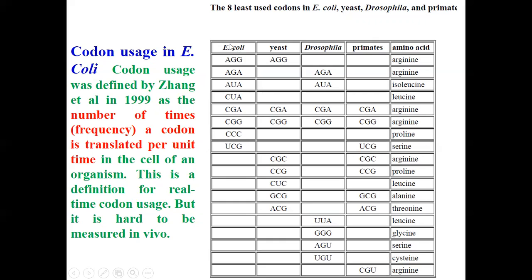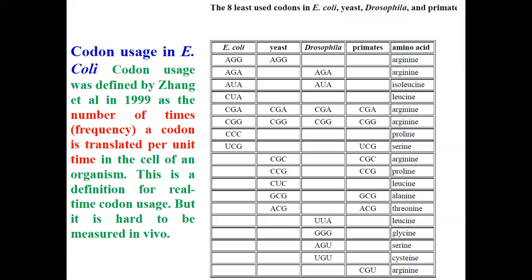Here in this table you can see the 8 least used codons of E. coli, which are different from yeast, Drosophila, and primates. So they have their own least used codons. The least used codons of E. coli may be the most preferred or high-usage codons in other organisms.